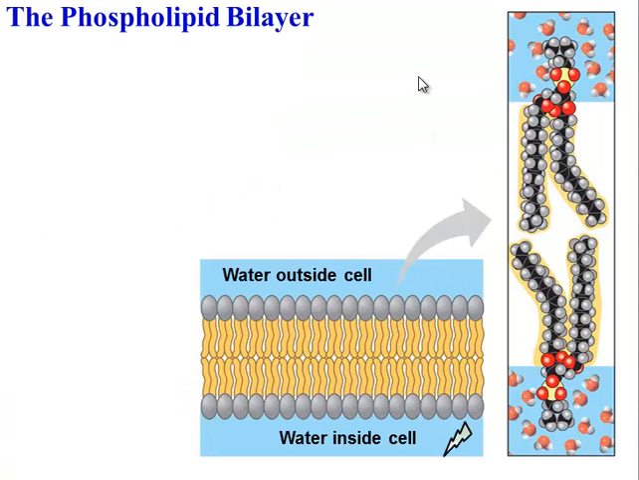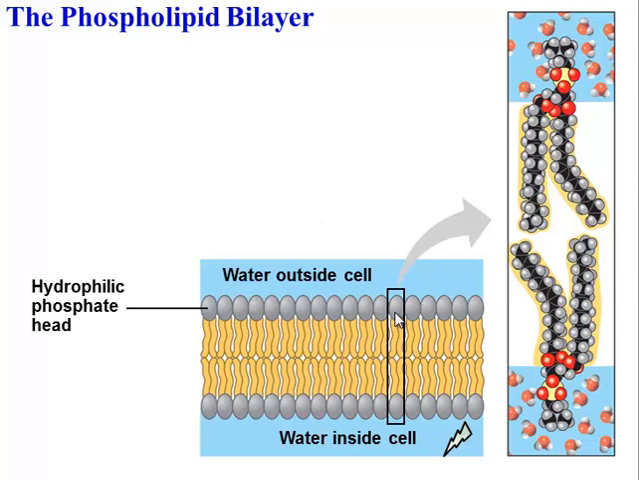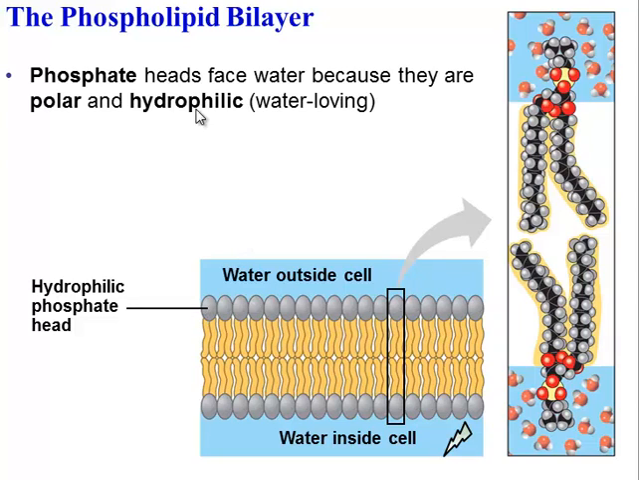Let's take a closer look at the phospholipid bilayer because this is really the key to the cell membrane's function. Is it just an accident that all the phosphates are on the outside of the membrane while the fatty acids are on the inside? No, it's not an accident. It has to do with the fact that there's water outside of the cell and there's water inside of the cell. And if we zoom in on a phospholipid, we can see that the phosphate head is hydrophilic. What that really means is that the phosphate head is polar or charged, so it likes water.